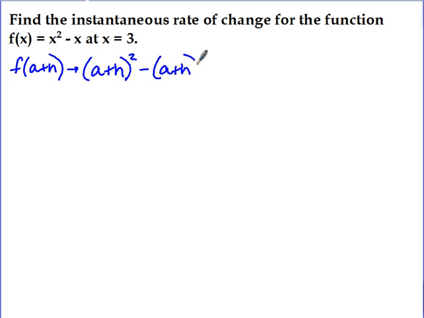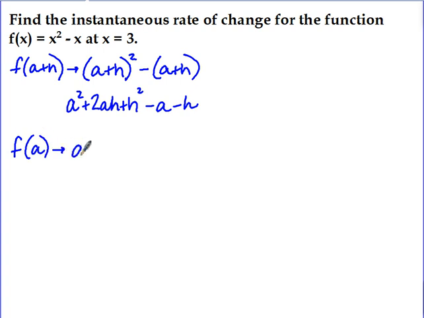So I'm going to FOIL this again. Distribute my negative. Okay, and that doesn't simplify. That's it. That's what it is. And then f of a is going to be a squared minus a. So now I'm going to subtract those two. This is my difference quotient.